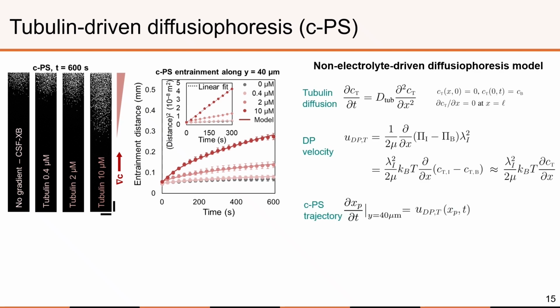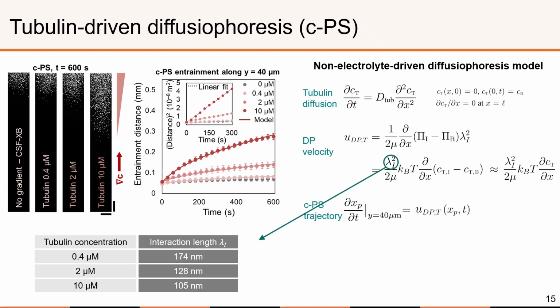We applied the non-electrolyte diffusiophoresis model to analyze tubulin-driven migration of polystyrene particles, and compared the model and experiments by setting the interaction length scale as the fitting parameter. The 100 nanometer interaction length scale was larger at lower tubulin concentrations, indicating that tubulin molecules are more widely spaced under these conditions. We considered the repulsive interaction between tubulin and polystyrene particles, which is consistent with the negative surface charges of both.